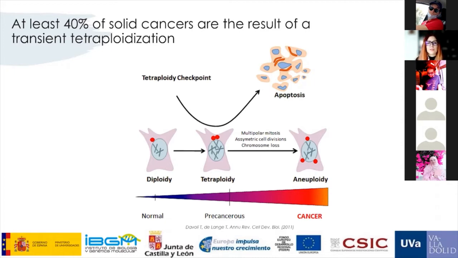Normally, when tetraploid cells are freshly formed, they will die by apoptosis due to the tetraploidy checkpoint. However, some of these tetraploid cells will escape this intrinsic mechanism, and after several events like multipolar mitosis, asymmetric cell divisions, or chromosome loss, they lead to aneuploid cells.